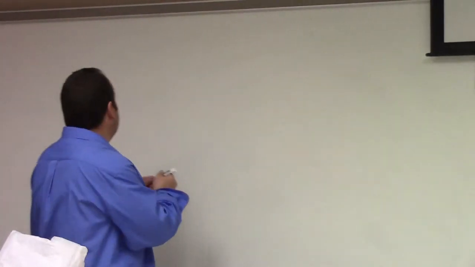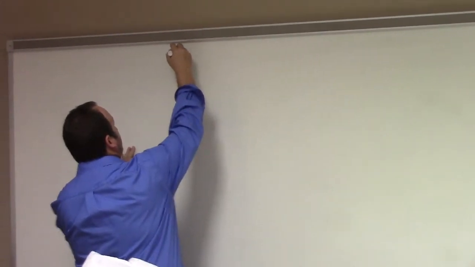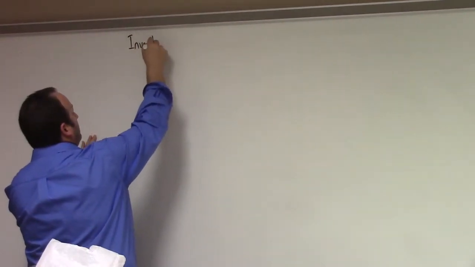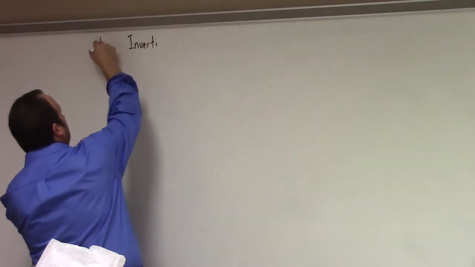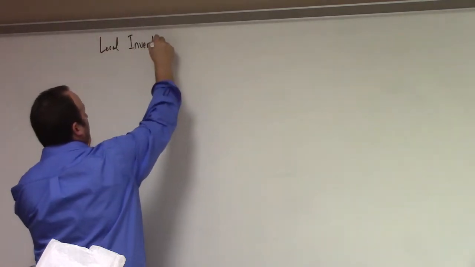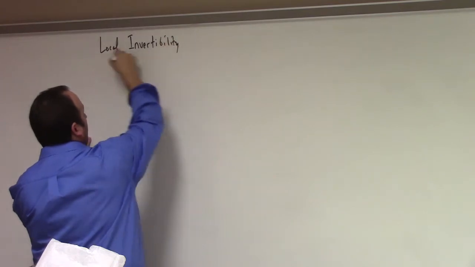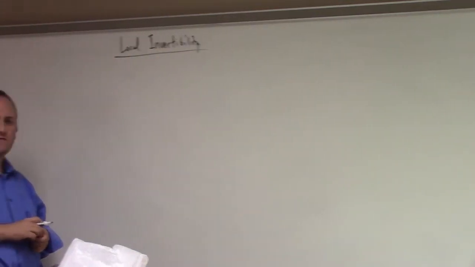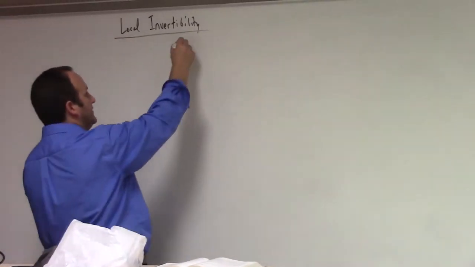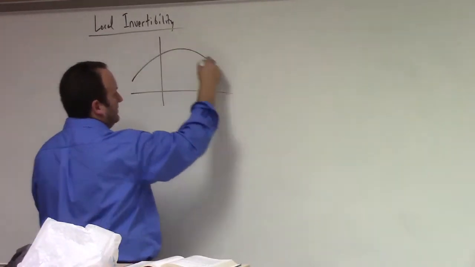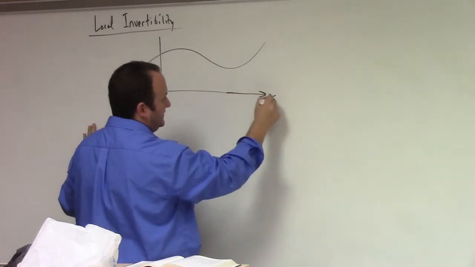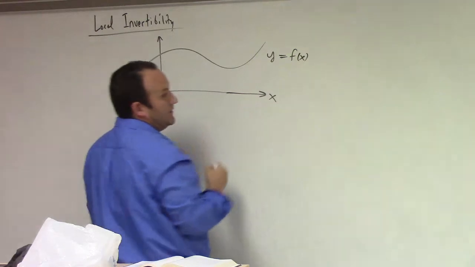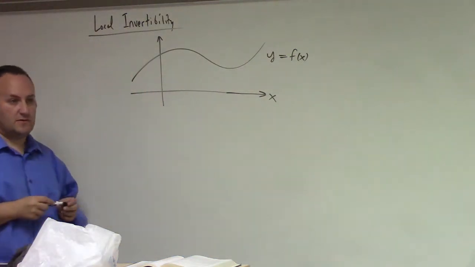So getting back to our story from last time, I want to talk about local invertibility. So you guys know, let's just go back to calculus 1 for a second. What's a local inverse? If you got a function, and this is its graph, y equals f of x, what does it mean to find a local inverse for f?